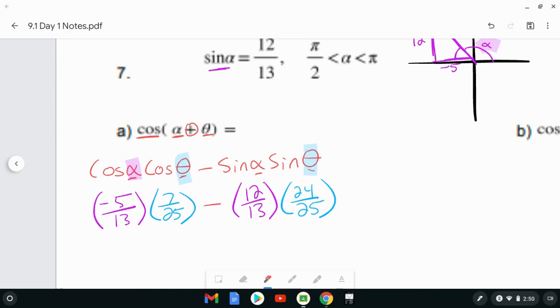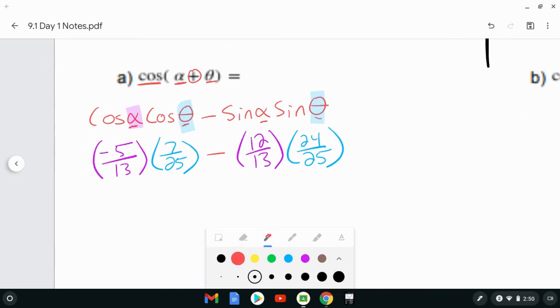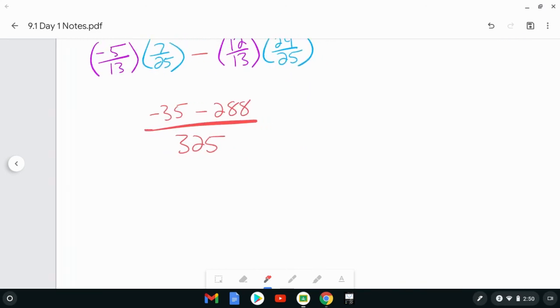When we do that, you notice that we have a common denominator, because you're multiplying 13 times 25 both times. So that's going to be 325. In the first numerator, negative 5 times 7 is going to be negative 35. In the second numerator, you're subtracting 288. And then you're just reducing to get negative 323 over 325.